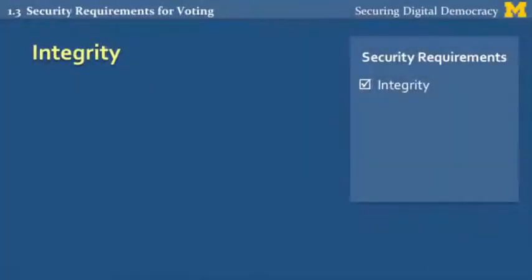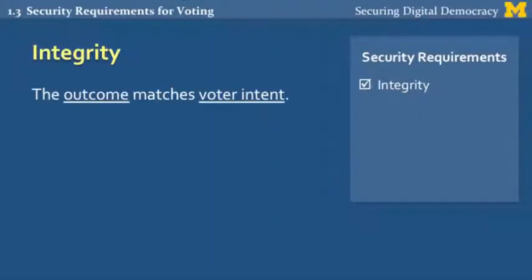So now that we've adopted the security mindset, let's return to election systems and start thinking about what are the security requirements that a voting system needs to enforce in order to be considered secure. The first requirement that we usually think about is integrity. And one definition is that this simply means that the outcome of the election matches voter intent. Now, this might seem obvious, but if we unpack it, there turn out to be a few subtleties here.